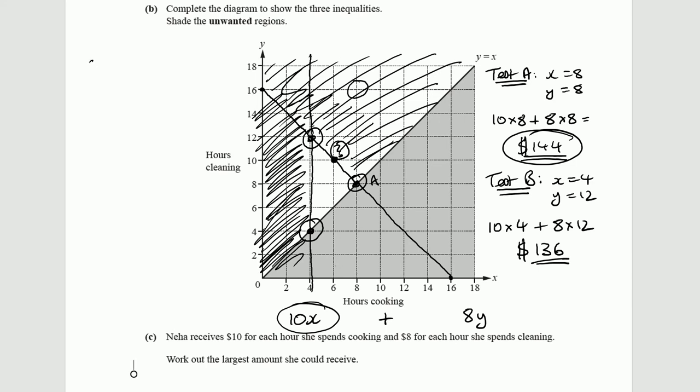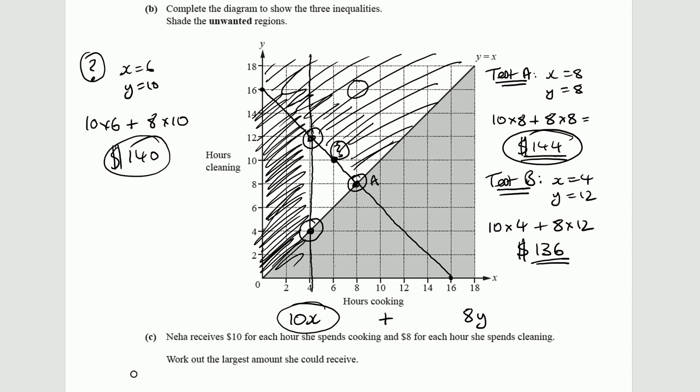At that mystery point in the middle, which is a nice balance between the two, we're seeing x equals 6 and y equals 10. So I'm getting 10 times 6, and I'm getting 8 times 10. That is 60 plus 80, which is $140, which is in between those two values. So the principle is that our maximums and our minimums are all going to occur at the points, not along the lines, and definitely not in the middle. That's why I focused on the points.